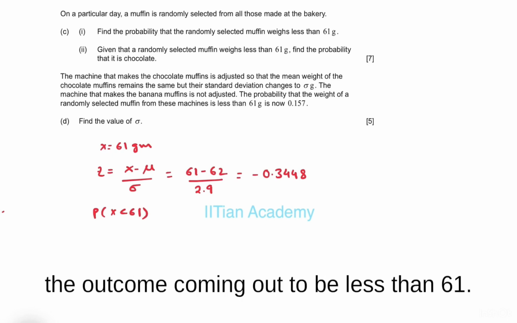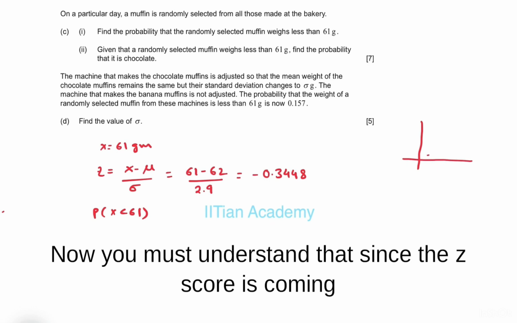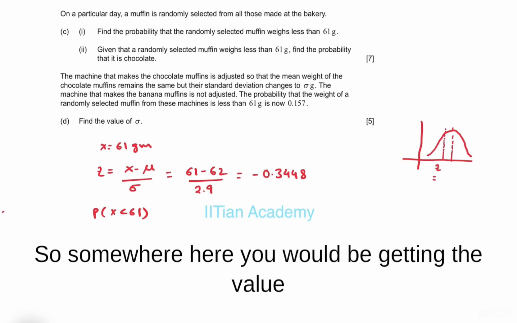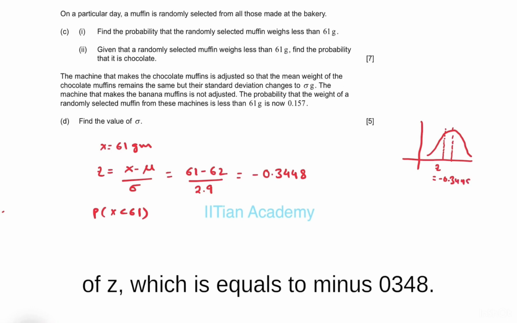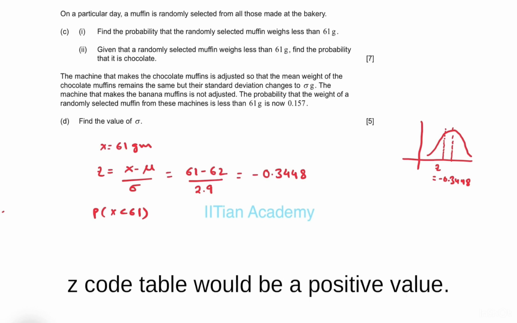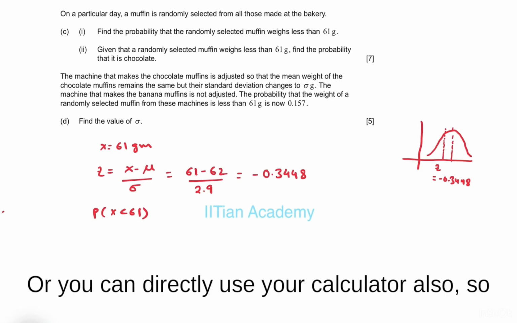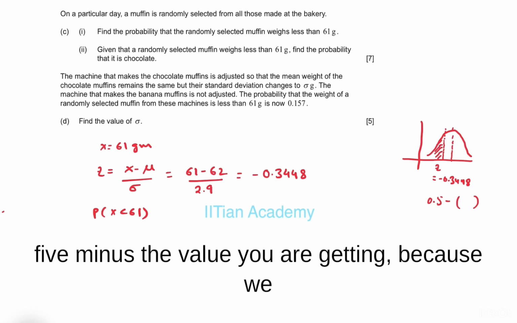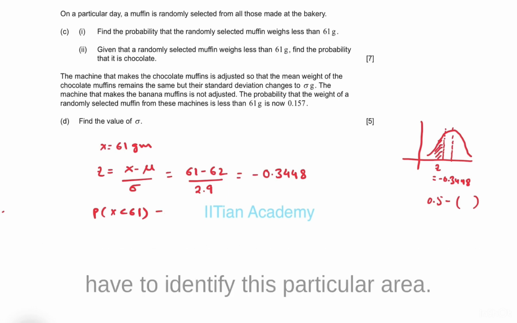for the outcome coming out to be less than 61. Now you must understand that since the z-score is coming out to be negative, this will be on this side. So somewhere here you would be getting this value of z, which is equal to minus 0.3448. So the value you would be getting from the z-score table would be a positive value, or you can directly use your calculator also. So if you get a table value from the table, then you have to subtract it from 0.5, minus the value you are getting, because we have to identify this particular area.